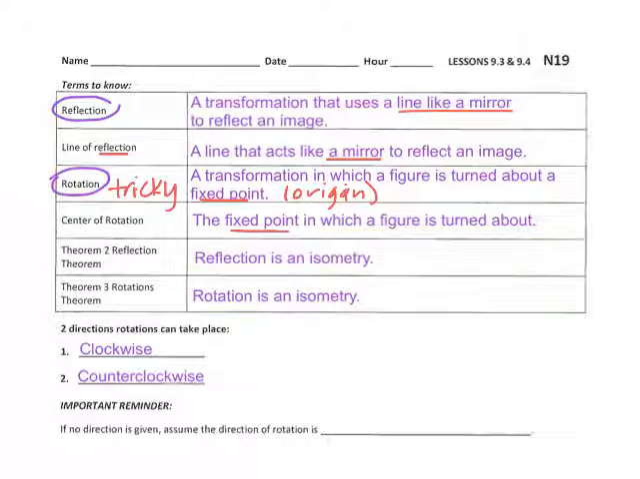So we're going to be talking about the four quadrants of the coordinate plane, and this is something that you should remember back from Algebra 1. So we'll review the four quadrants, and we're going to rotate some figures around the origin.